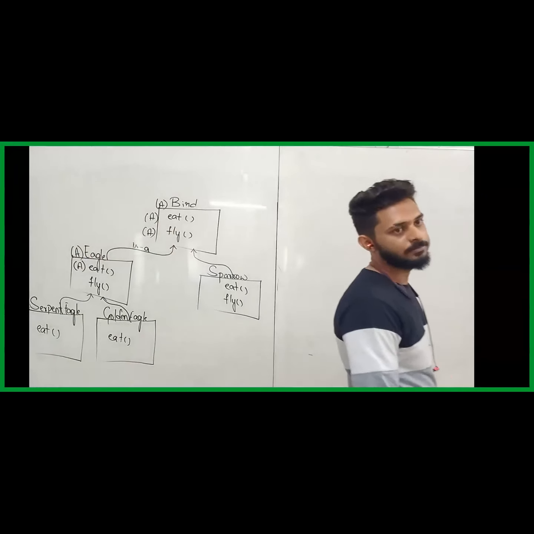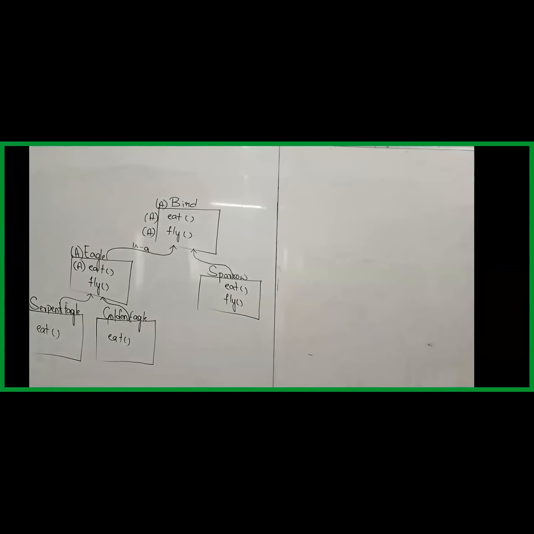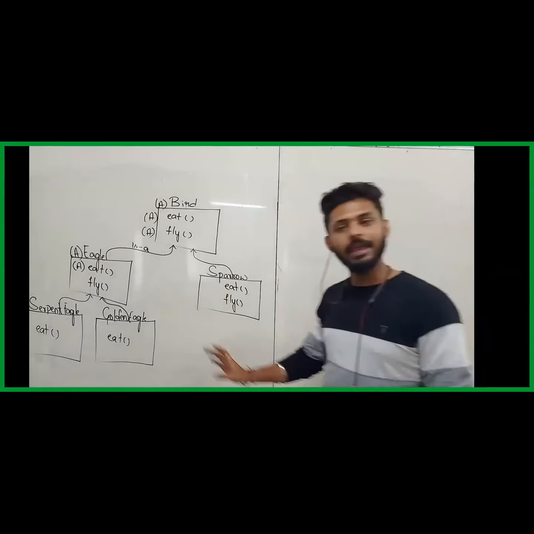Then I want to call the fly method present in eagle class. How? We can typecast the child. Inheritance, anyways, it is there. Let it work. But now I want to call the fly method present in eagle class. How? We can typecast.